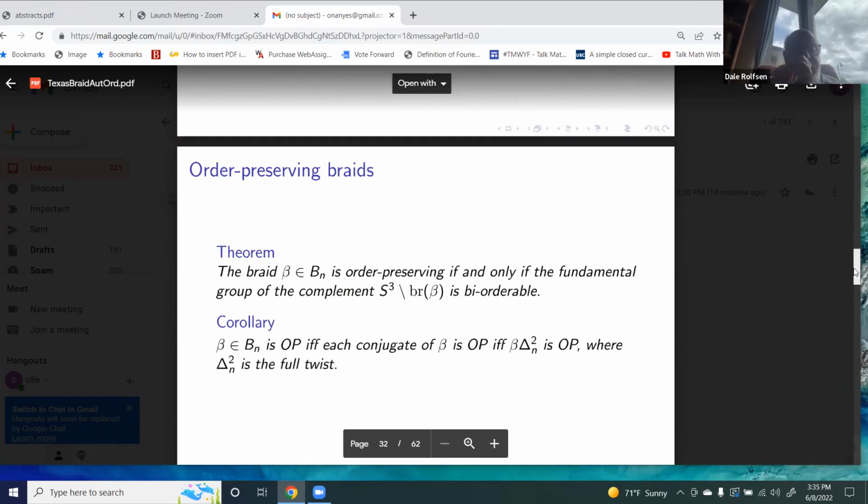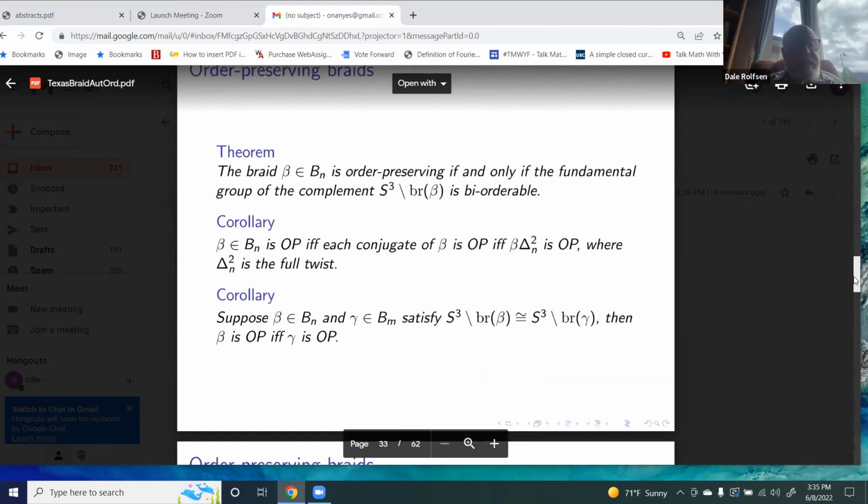As a corollary, a braid is order preserving if and only if every conjugate is order preserving, if and only if its product with a full twist is order preserving, because you get the same braided link. Now, if you have two braids, possibly with a different number of strands, but their braided links have homeomorphic complements, then beta is order preserving if and only if gamma is.